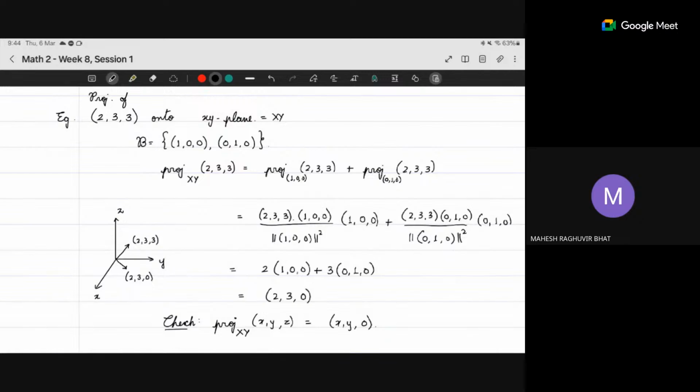I'm saying that's what I'm saying. The 2, 3, 0 is representing this vector in terms of this basis, right? Yes, that's true. That's correct. So that is the purpose of this.